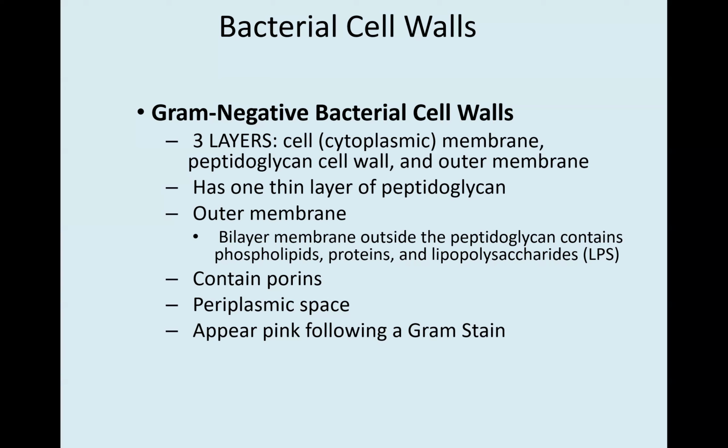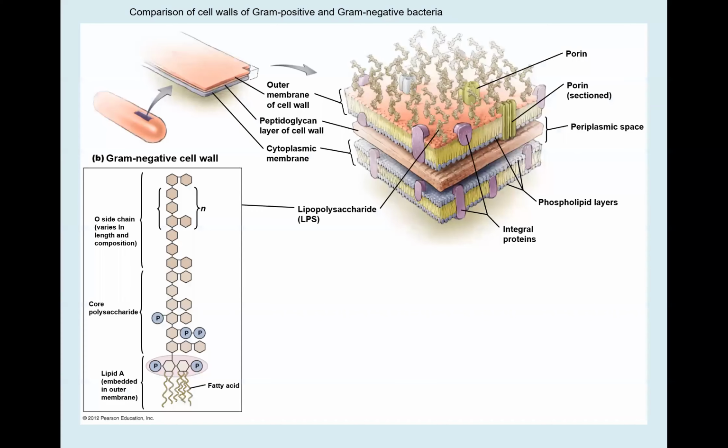What we'll also see in that outer membrane is that there are porins as well. And we're going to see that there's a space in between called the periplasmic space. Now, when we look at gram-negative bacteria, they will stain a pinkish red color, in comparison to gram-positive bacteria that stain a purple color. So I always remember positive purple and then negative red. So again, more like a reddish pink color.